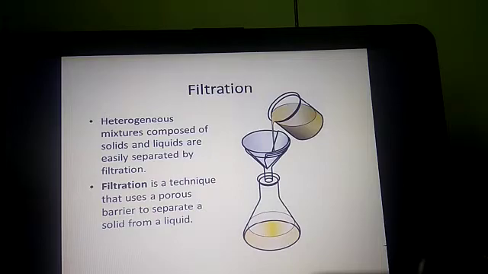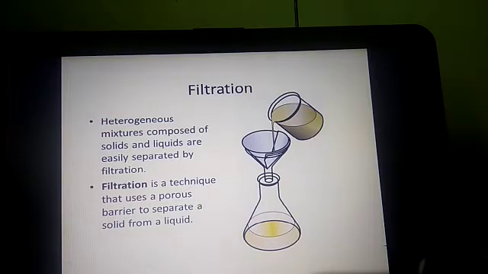Filtration is usually used to separate insoluble solids from liquids. In this method, a piece of paper, the filter paper, as you can see in the picture, is folded into a cone shape, and its sides have to be wetted to hold the paper in position.